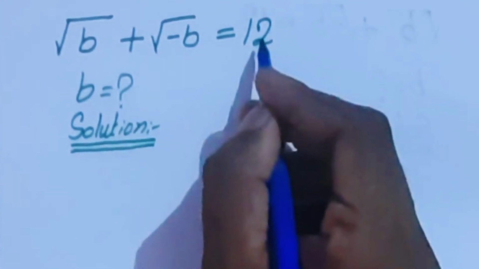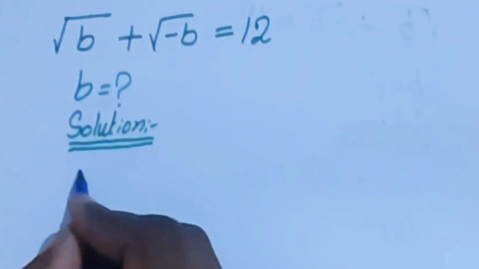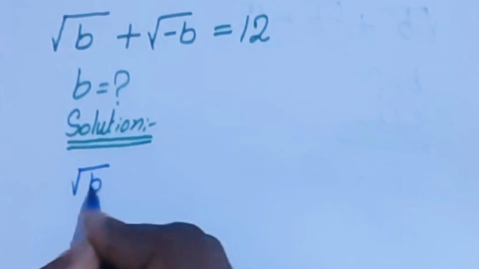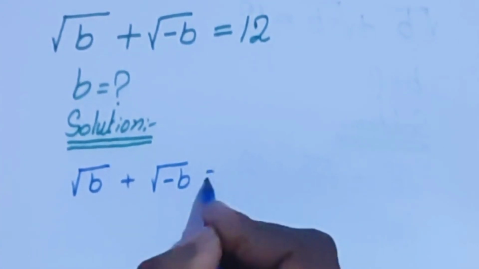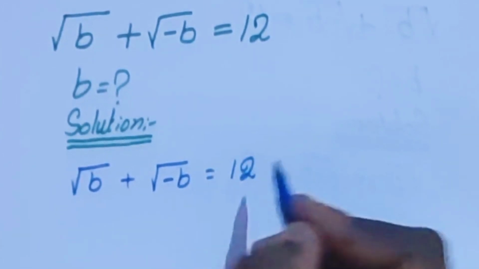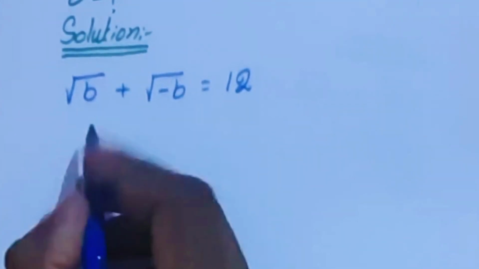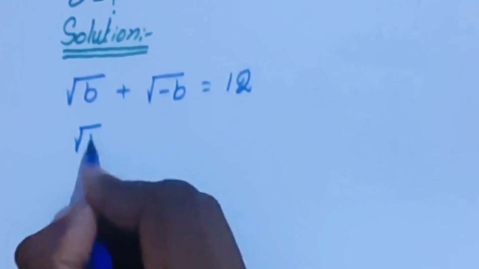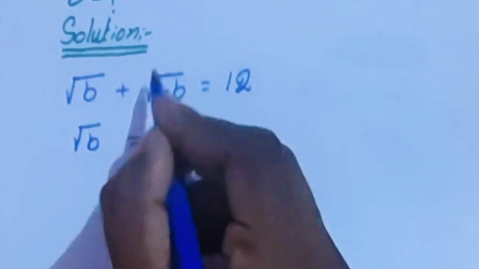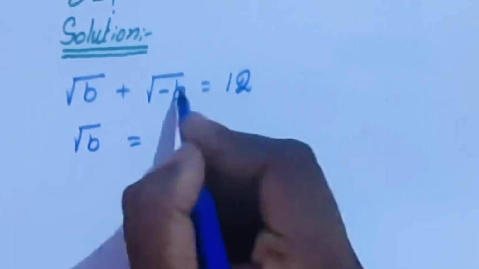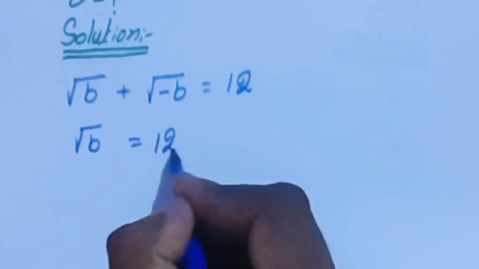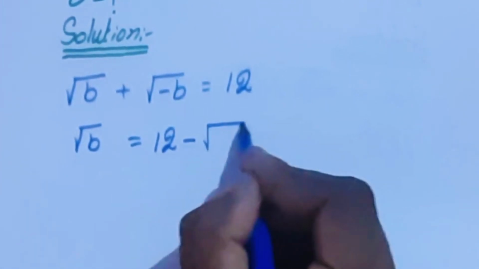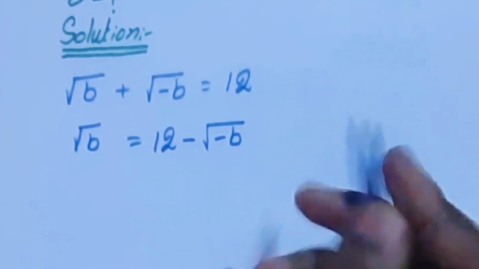Today we are going to solve this problem to find the b value. Square root of b plus square root of minus b equals 12. Now here, square root of b equals, moving the square root of minus b to the right-hand side, 12 minus square root of minus b.